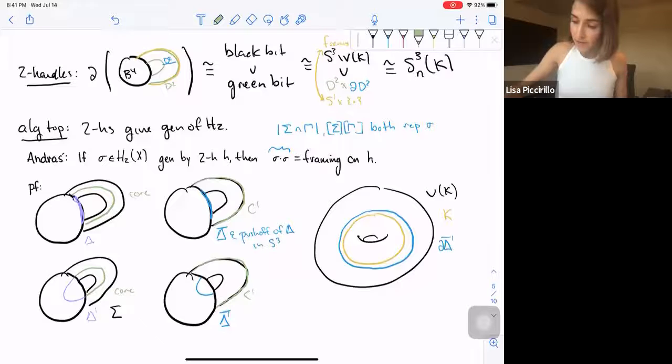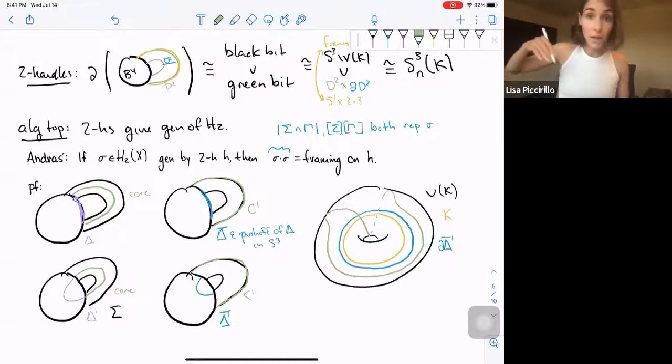What does the boundary of C prime look like? Well, C prime is this push off of the core, and it may as well have been the one we used to compute the framing. So the boundary of C prime is exactly our framing curve, which is some interesting thing that goes around the knot longitudinally once, but may have many meridians.